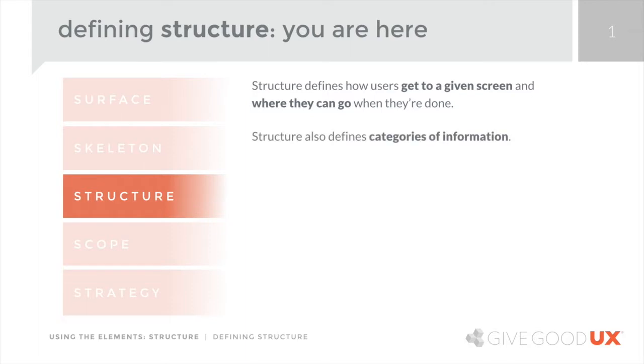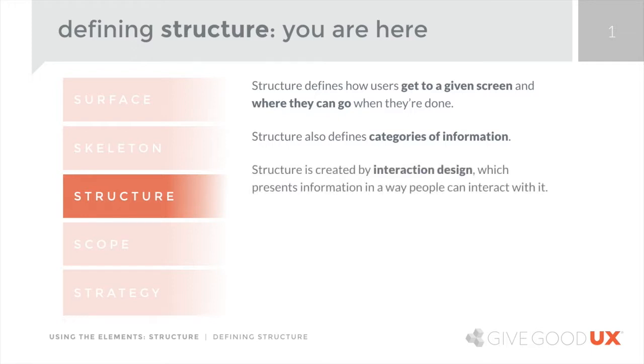Structure also defines categories of information contained within that site or the app or the system or whatever it may be. Structure is created, as we said, by interaction design, which means we're presenting information in a way that people can understand it or interact with it in a way that matches their mental model, that matches their expectation, and that enables them to reach certain goals.